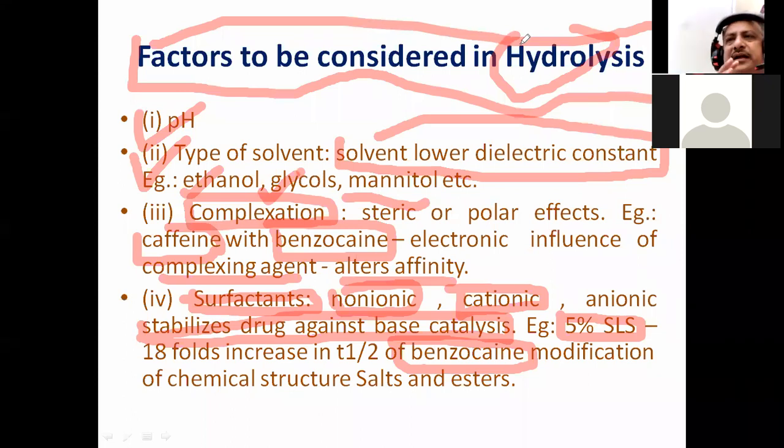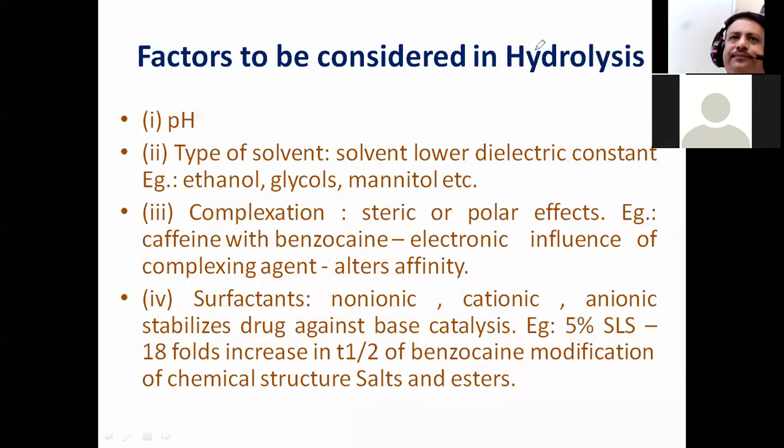First point, under hydrolysis, we have seen the example of ester hydrolysis. The factors which have to be considered in hydrolysis, we have to study in a very minute way, so that we will come to know whether we are going to prepare a stable product or not. So these are the things which we have to study: for example, pH, type of solvent, then the complexation, then the surfactants.